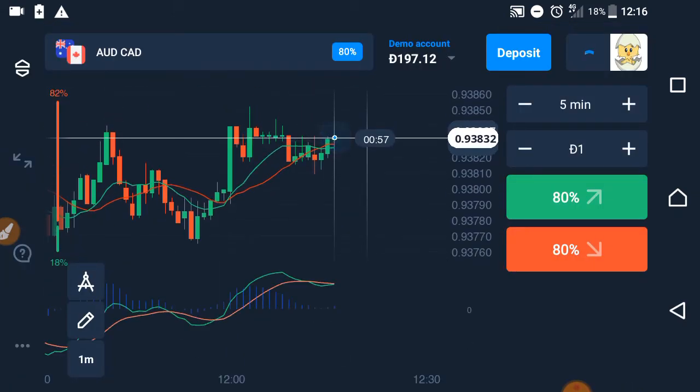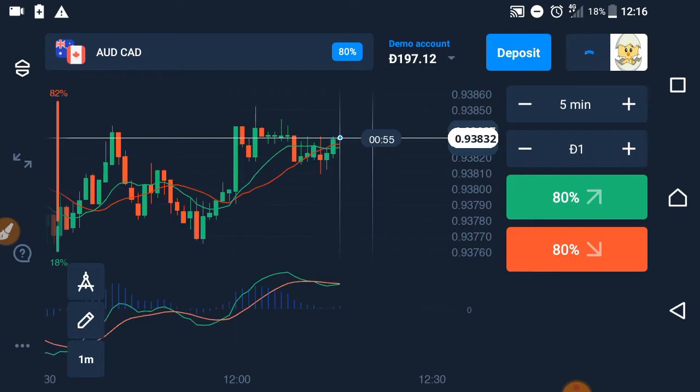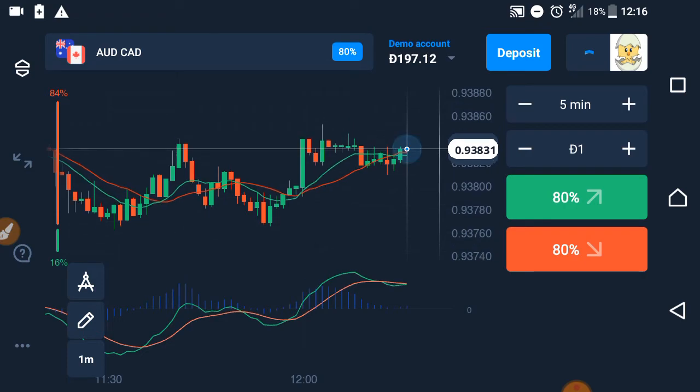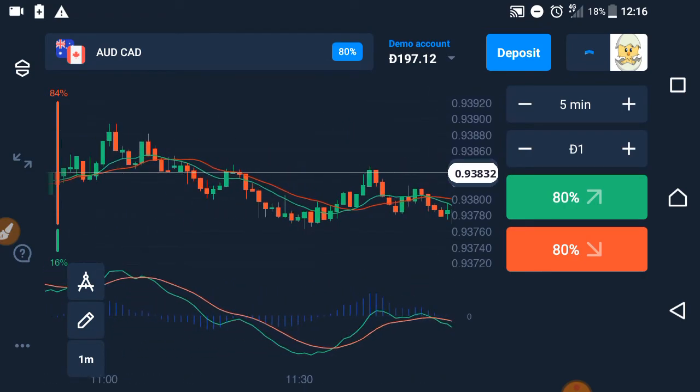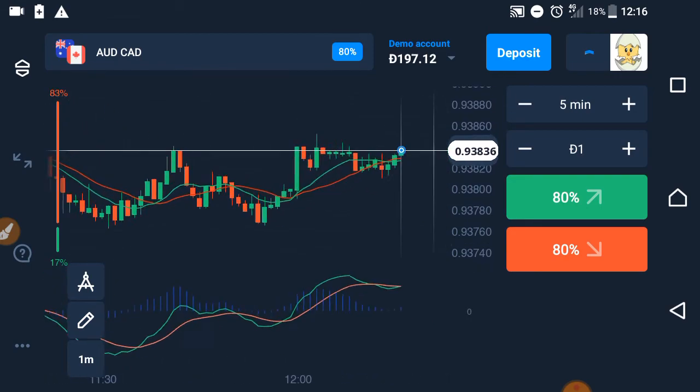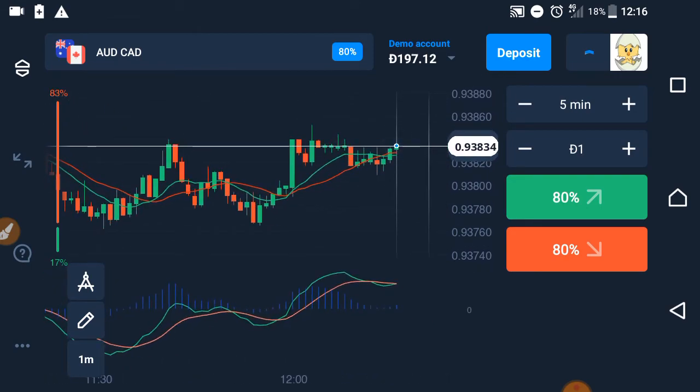So right here we have a signal, but we can see that we have a strong support line just above this line, so we're not going to trade up here. You can see we have a strong support. If you don't know what support and resistance is, I'm going to leave a link down in the description to teach you what support and resistance is. You need to know what support and resistance is before you trade binary options.